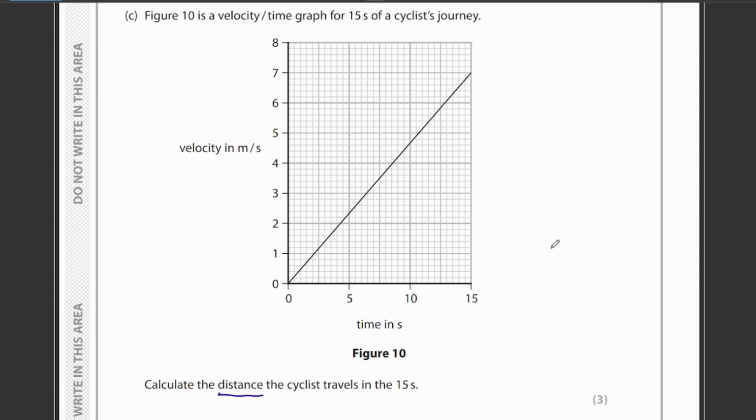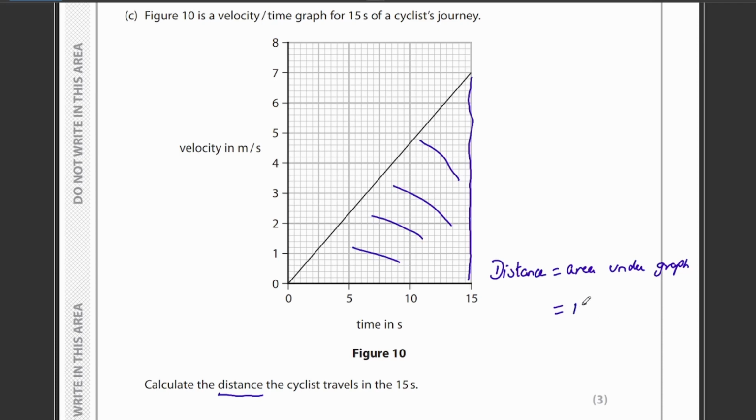Now in a velocity time graph, the distance traveled is equal to the area under the graph. So in order to find the area, this would be the triangle. So you're finding the area under the graph. So distance equals area under graph. So how do we find the area of a triangle? It is the length times the height divided by 2.